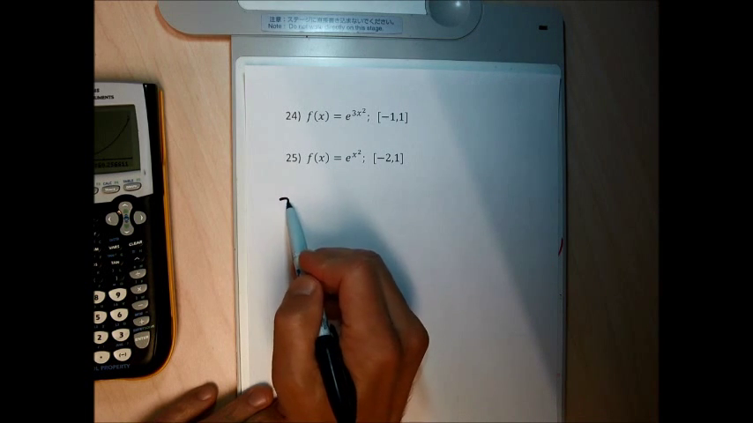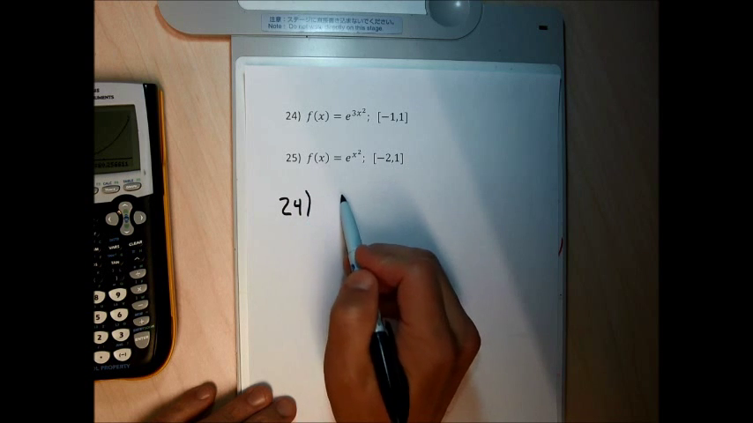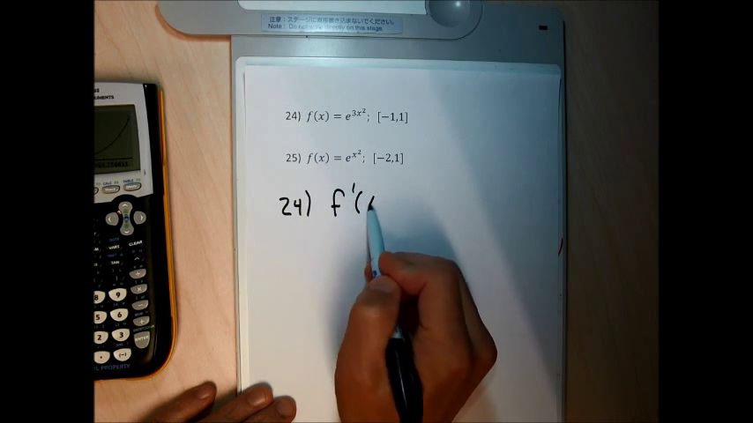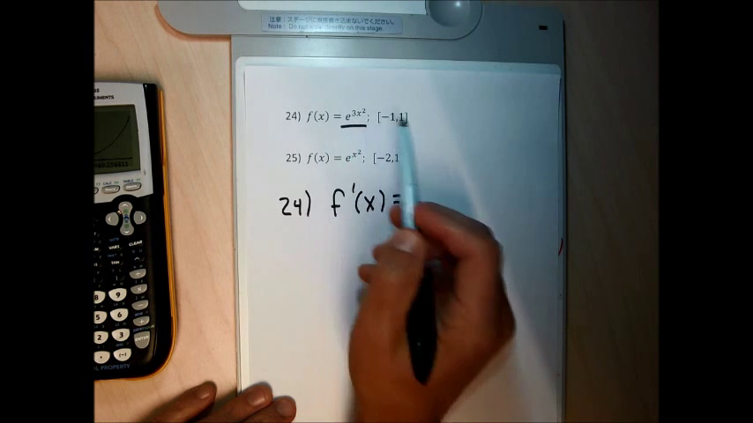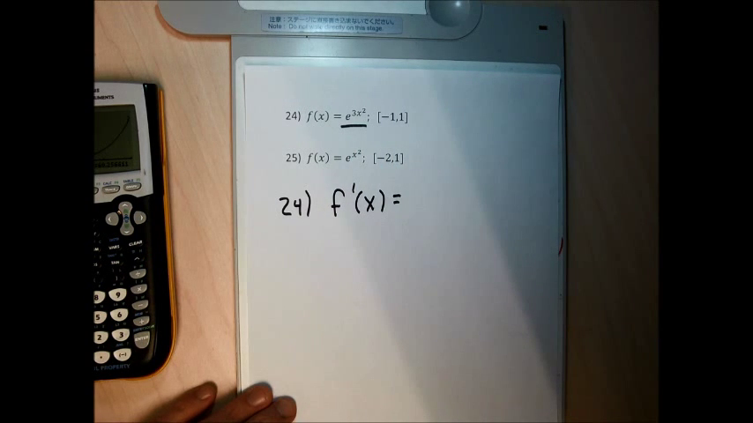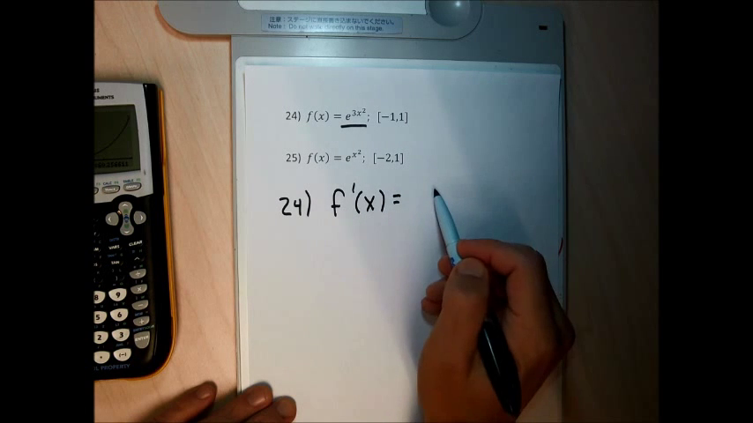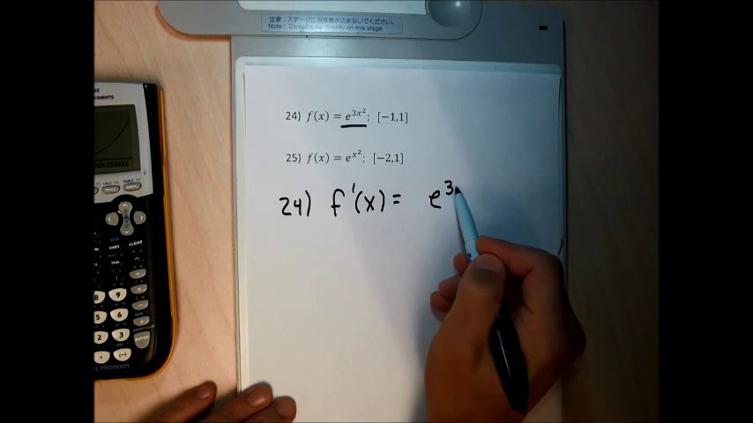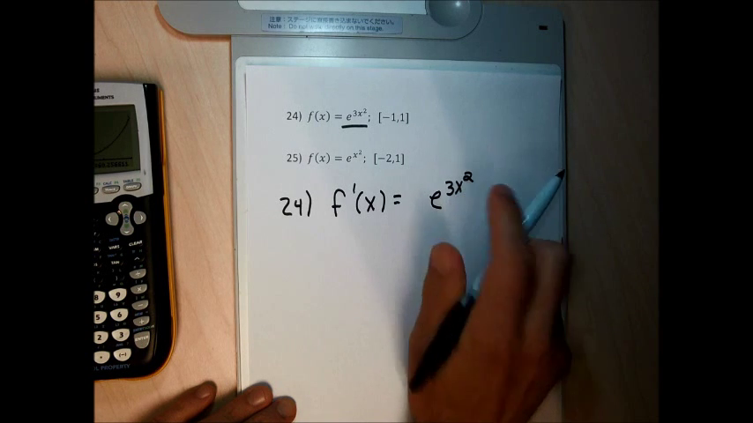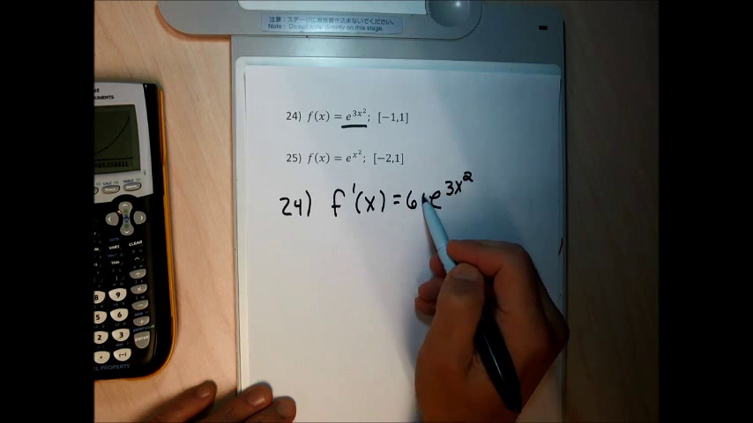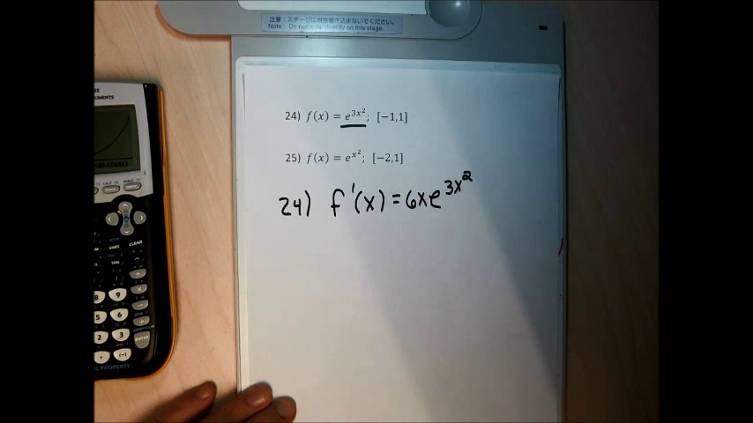So in problem 24, the first thing I'm going to need to do is take the derivative of the function, and it's just an e function that doesn't have any multiplication preceding it. The derivative of that kind of e function, you just take the e function and you multiply to the left of it the derivative of its exponent. The derivative of 3x squared is 6x. So I have the derivative for problem 24.